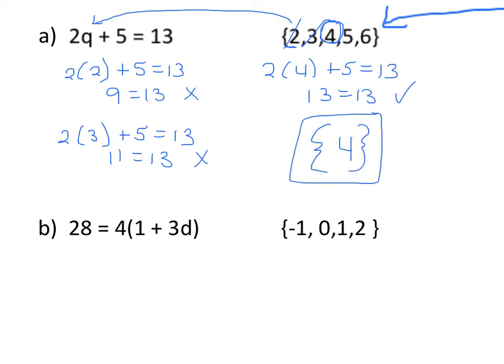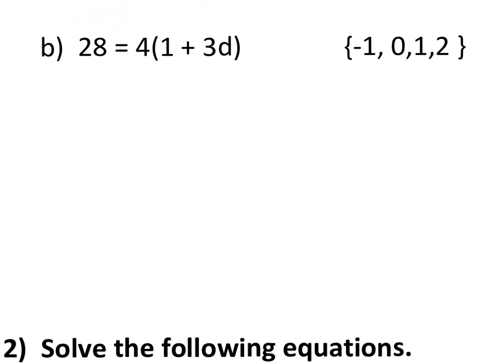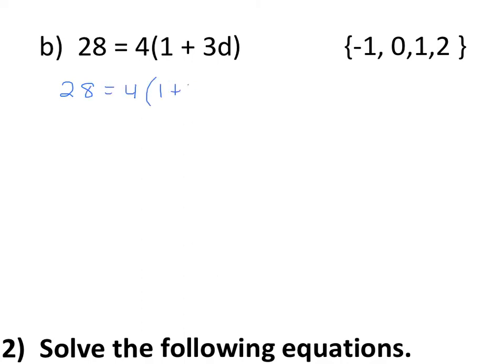Okay. All right, so let's try the next one here. Again, I'm going to take my -1, 0, 1, and 2 over here in my replacement set. Remember, this is the replacement set, and I'm going to plug it in for my variable right here for D. Okay? All right, so I'm going to start with -1. So I've got 28 equals 4 times the quantity 1 plus 3 times -1.